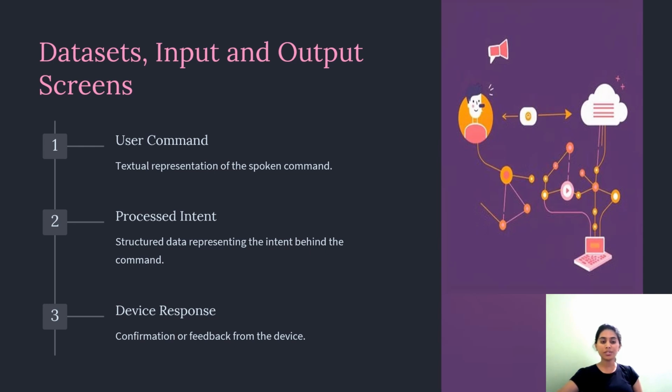Then talking about the input and output screens, firstly, the only input that we have is the voice command that the user gives. And this will be our input. And the output would be, there are two types of output. One is the trigger and action that happens at the IoT device end. And the second one is the log data that we would be seeing in the website screen.